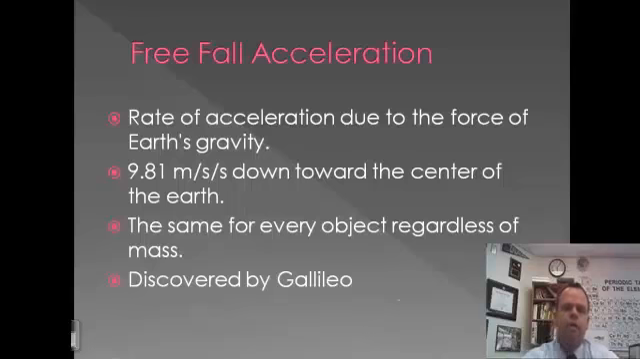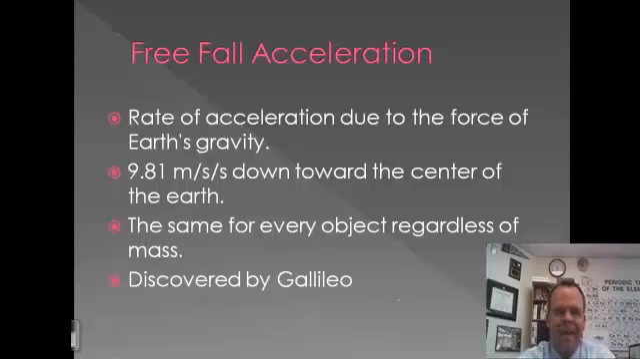Now the second thing we want to talk about in this section is free fall acceleration. Free fall acceleration is any time an object's accelerating due to gravity, just the force of gravity. And the force of gravity always pulls objects towards the center of the Earth. So this acceleration will always be pointed towards the center of the Earth, which in our case is usually thought of as down. We always think of what we feel as down as towards the center of the Earth.